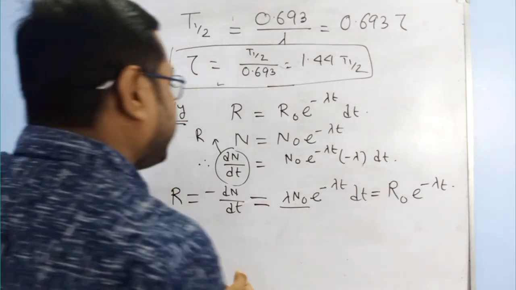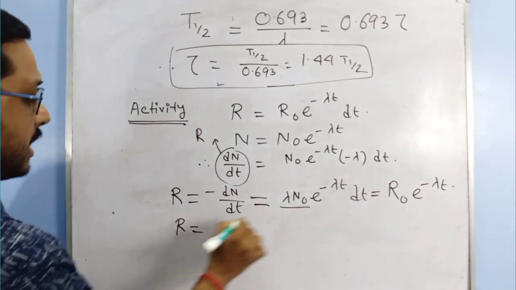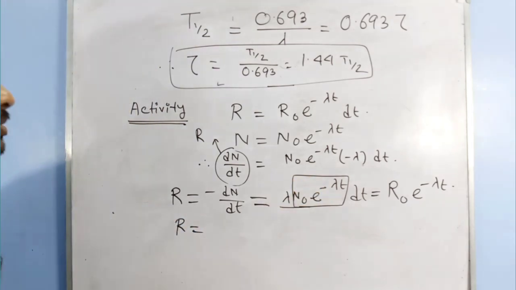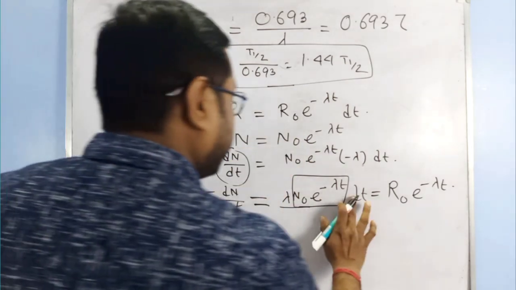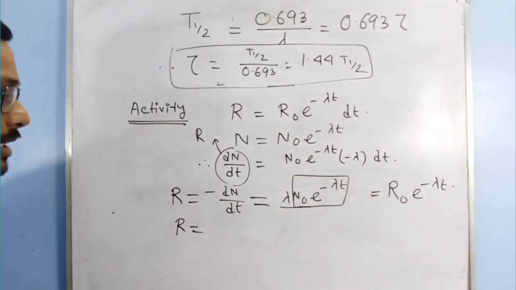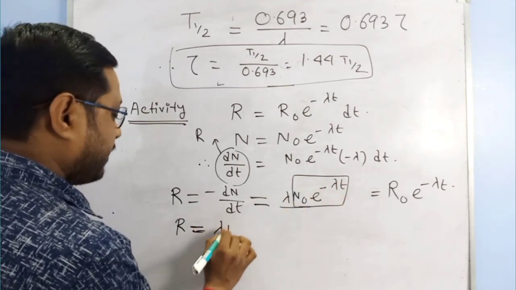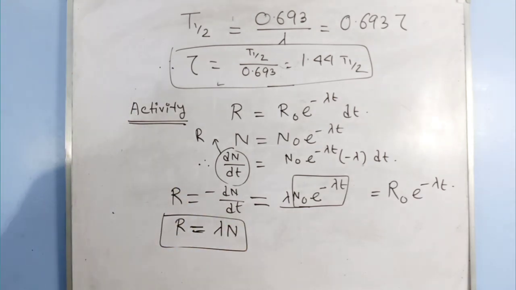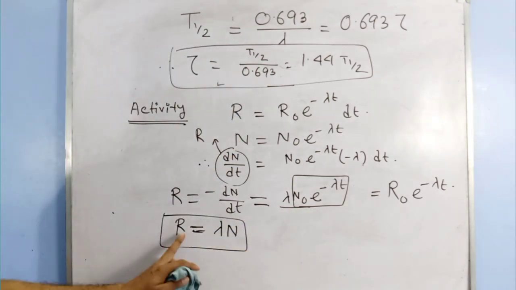Now if we take here that R equals lambda into N0 e to the power minus lambda t, N0 e to the power minus lambda t is N. So we can say that R equals lambda N. So we also know the two mathematical formulas, R equal to R0 e to the power minus lambda t and also R equal to lambda N.